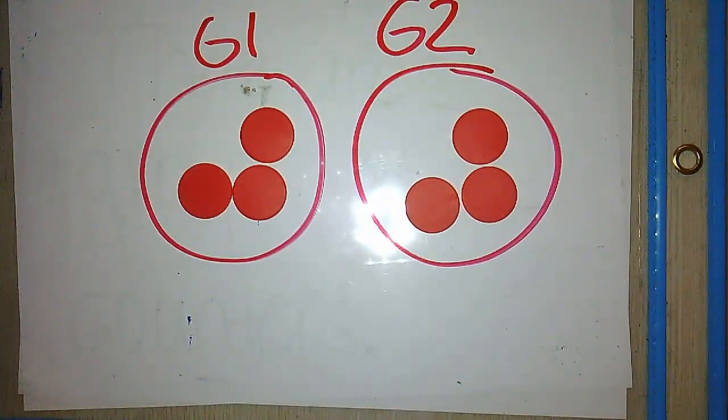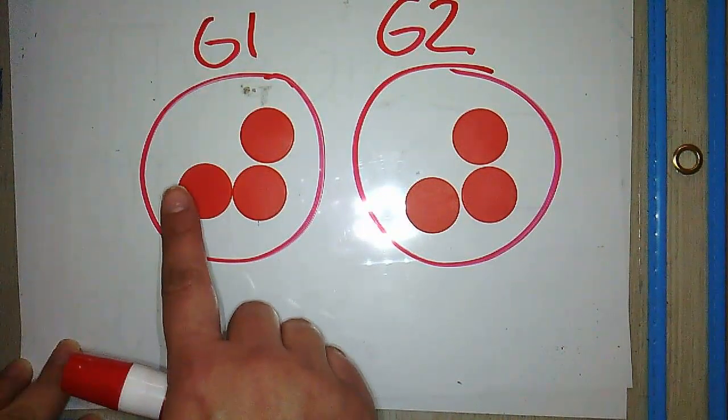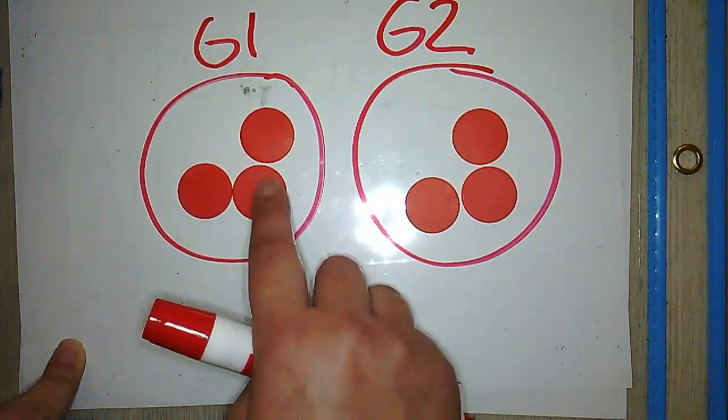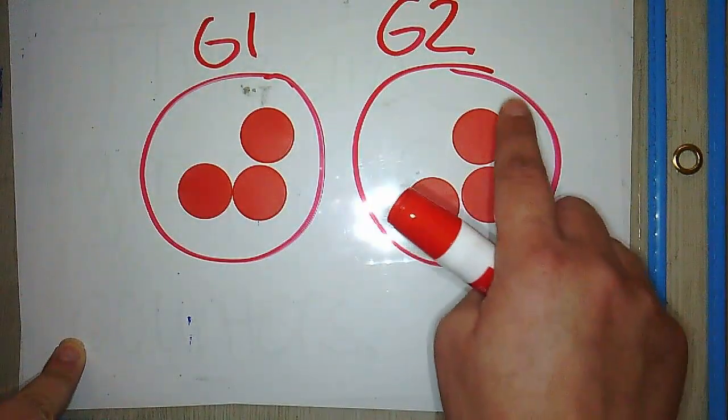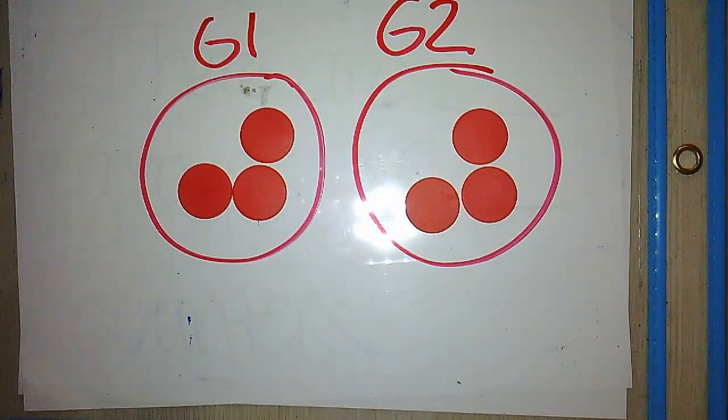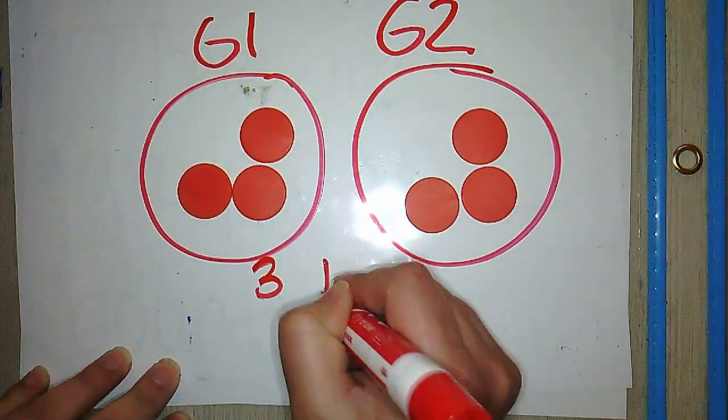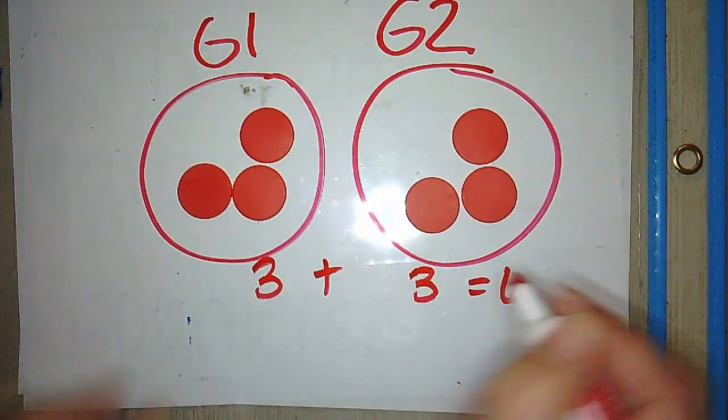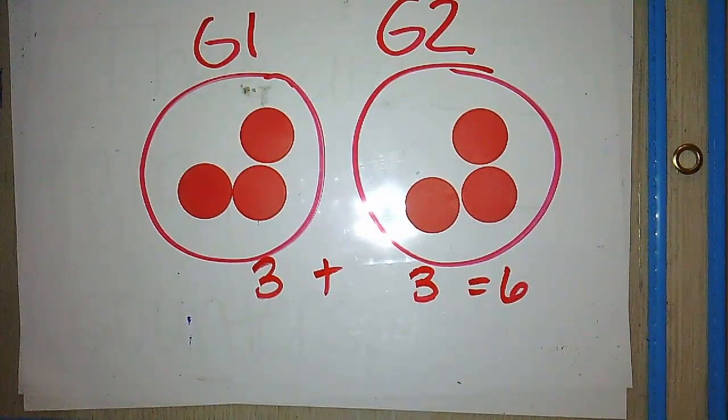Now, how many counters are there all together? Yes, 6 counters. How did you know? Yes, boys and girls, you can count all the counters. You can go 1, 2, 3, 4, 5, 6. Or you can say 3 plus 3, and that equals 6.